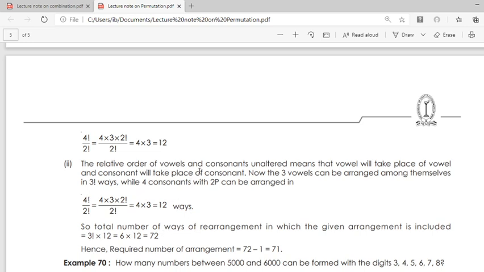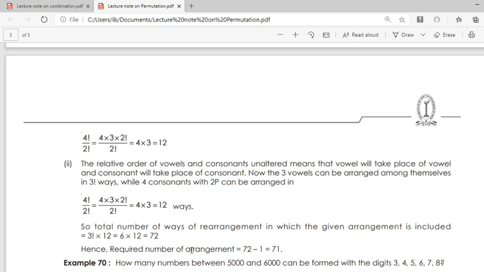The relative order of vowels and consonants being unaltered means that a vowel will take the place of a vowel and a consonant will take the place of a consonant. Now, the 3 vowels can be arranged among themselves in 3 factorial ways, and the 4 consonants can be arranged with the 2 P's. We have done that before. So you have 12, that is this, times 3 factorial. So that's how you have 72.